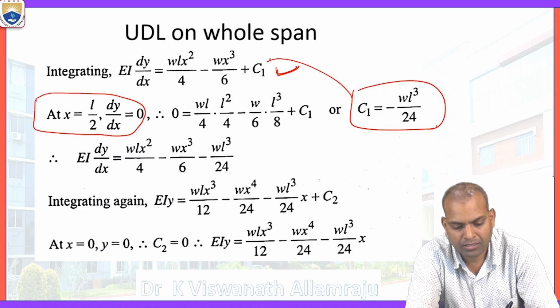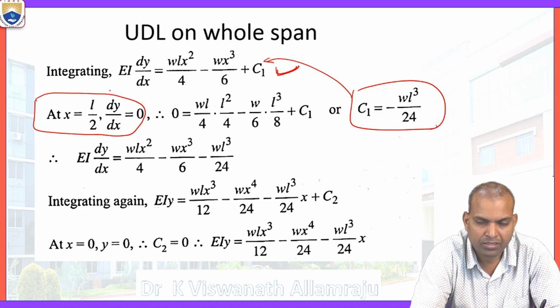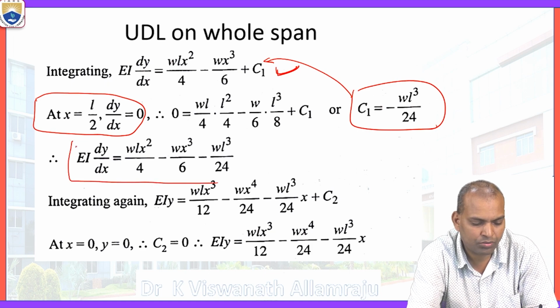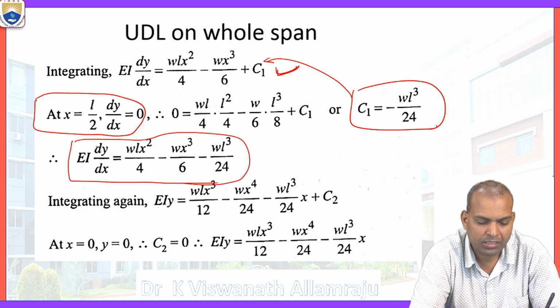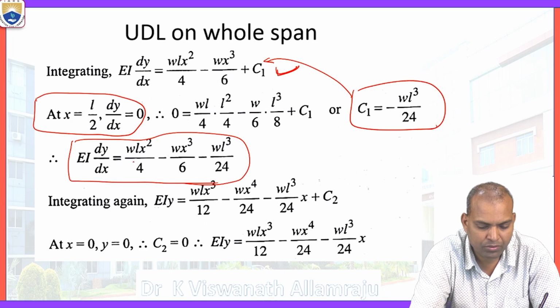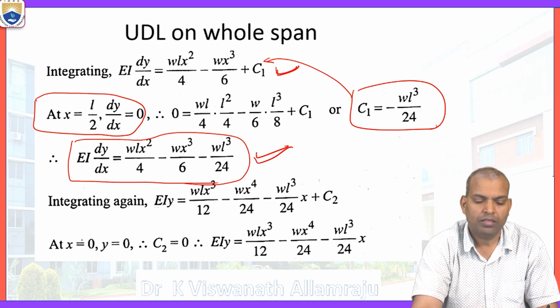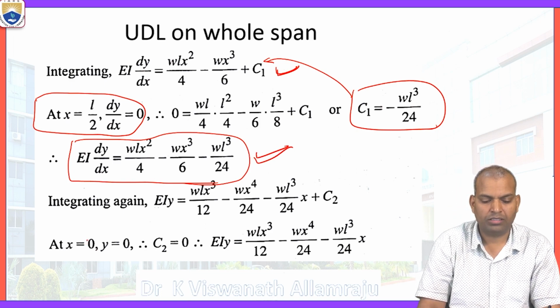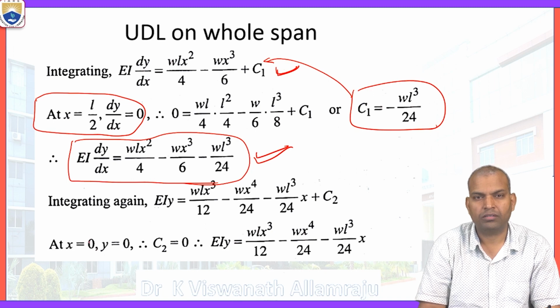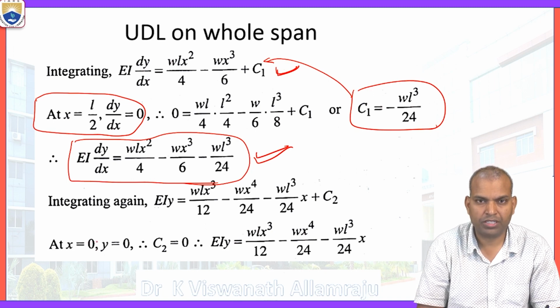By substituting back in the original equation, that becomes the slope equation. That is EI dy/dx equal to wLx²/4 minus wx³/6 minus wL³/24. That equation is known as the slope equation.